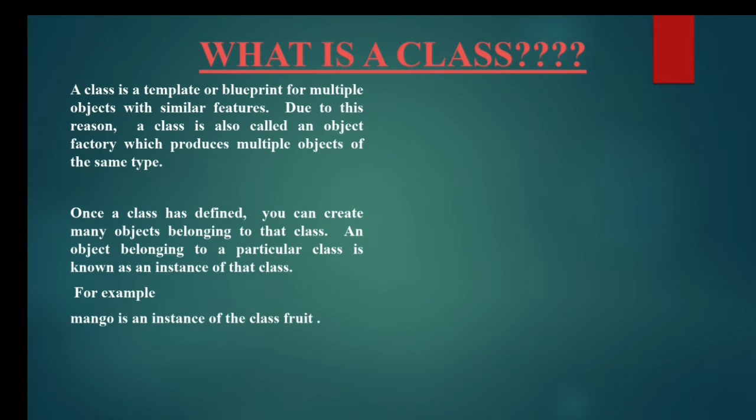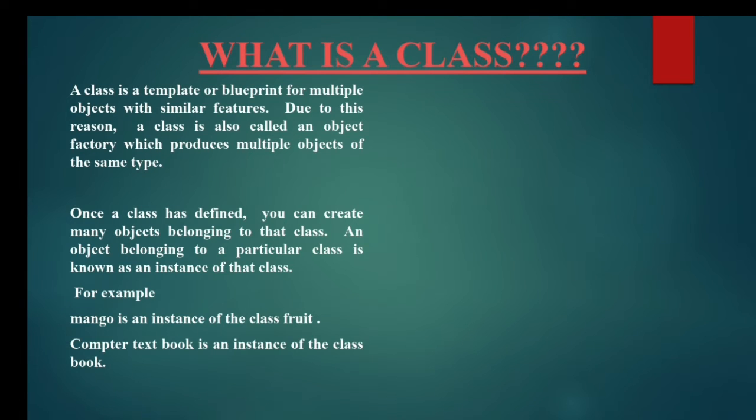For example, mango is an instance of the class fruit. We have so many fruits, and the characteristics of each fruit is different from the other, but those come under the class of the fruits. Here mango is an object of the class fruit. Fruit is the class and its object is mango.